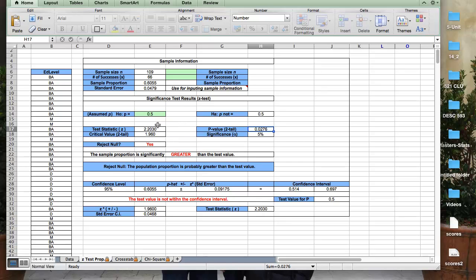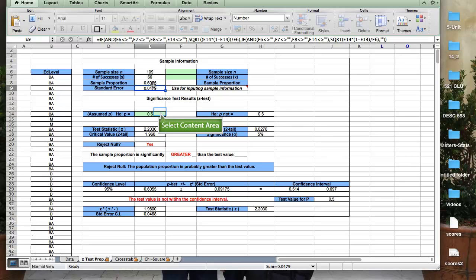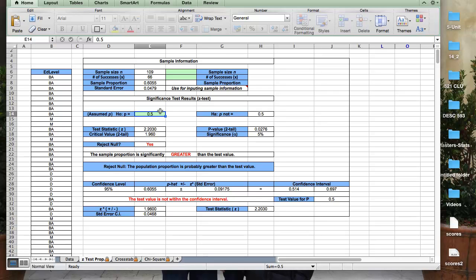Our test statistic is a simple z-test statistic. It tells us that p hat is 2.203 standard errors, or standard deviations of p hat, above 0.5. Clearly enough for statistical significance at the 5% level.